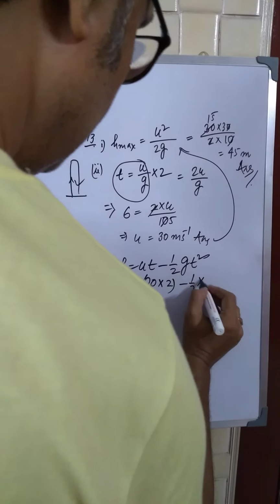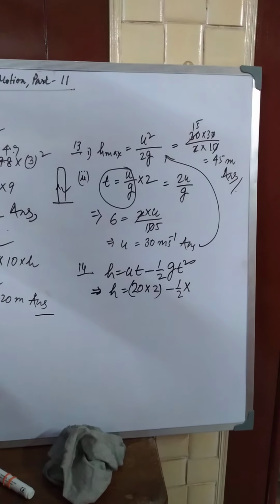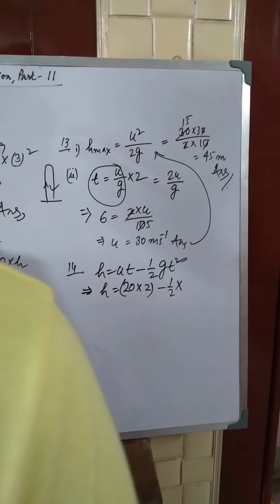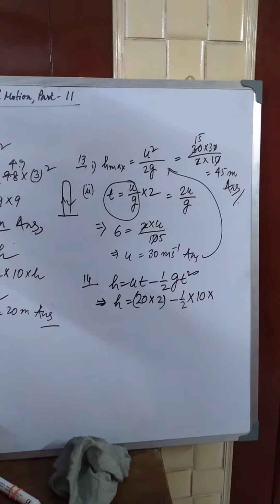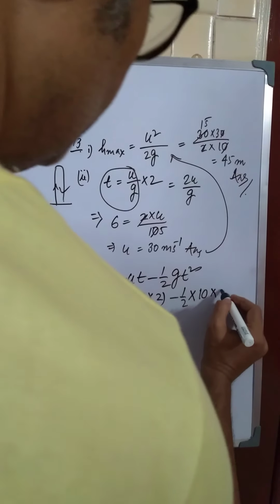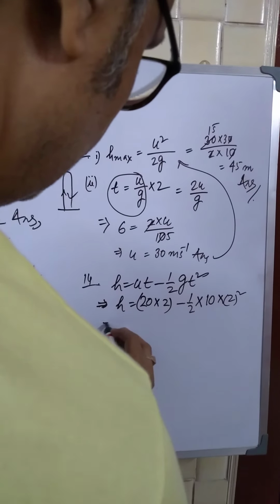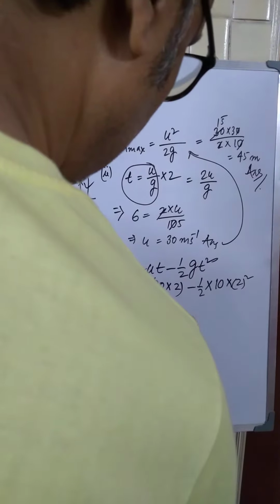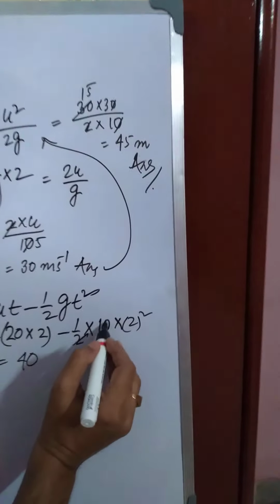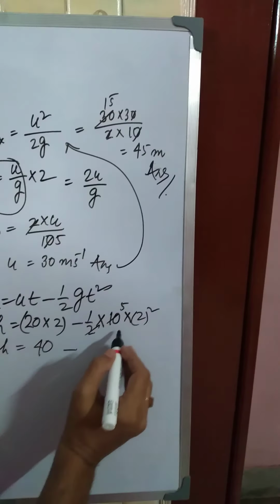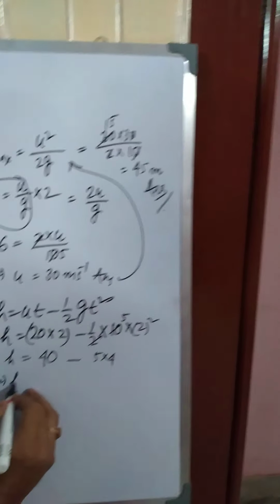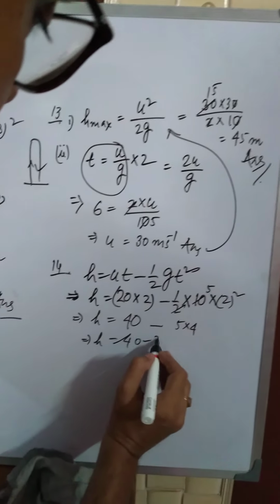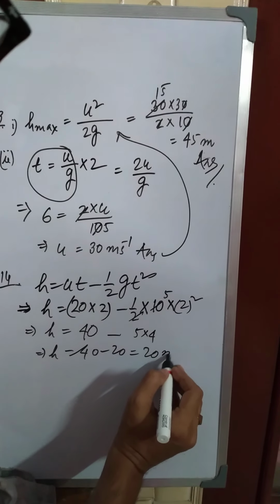Minus half. What is the value of G? Take G is equal to 10 meter per second square. And the value of T is equal to 2. So 2 2s are 4. So h equal to 40, 5 into 4, so h equal to 40 minus 20, so 20 meter.